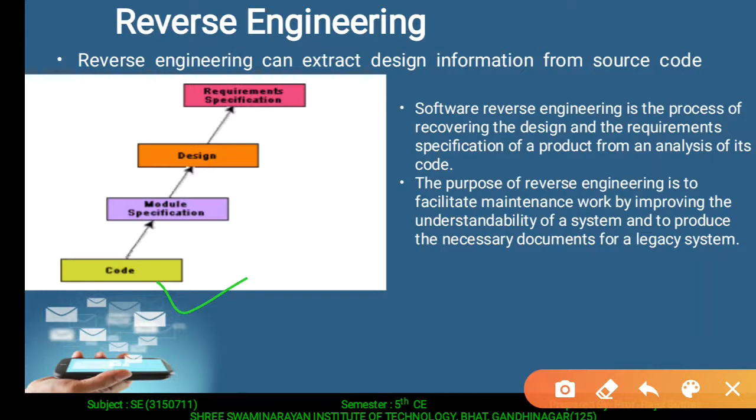The purpose of reverse engineering is to facilitate maintenance work by improving the understandability of the system and to produce necessary documents for the legacy system. We require modification, so reversely we apply some modification and analysis to the particular code. We check the design, also check the module, and the requirement specification, what is the actual requirement of the customer. So each and every step is performed backward, that is called reverse engineering.